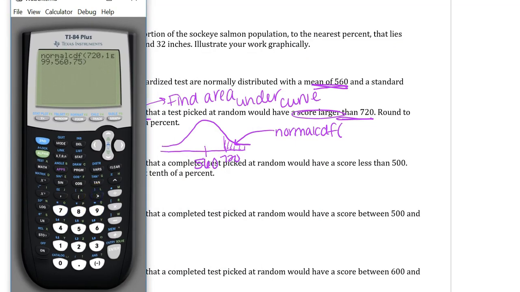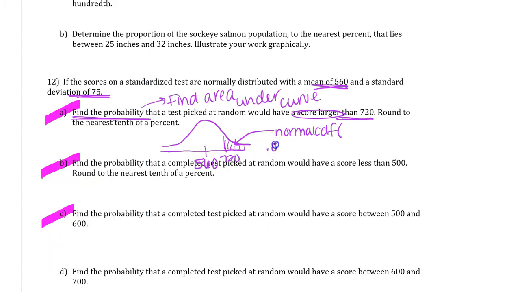If you had the prompt screen, you would just hit paste after this, and then you'd actually be at the same place that I am right now. So I hit enter. There's my answer, 0.0164. And that's your answer. Did I ask to round? Oh yeah, nearest tenth of a percent, so 1.6%.